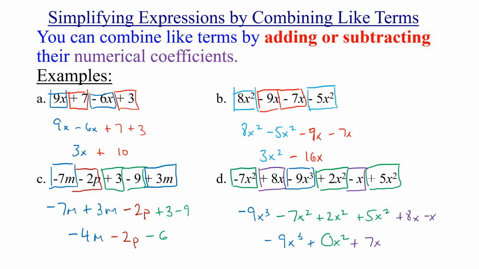squared, because 0x squared means I don't have any of them. So I don't have any x squared, so I just don't write it. So our final answer is negative 9x cubed and a positive 7x.